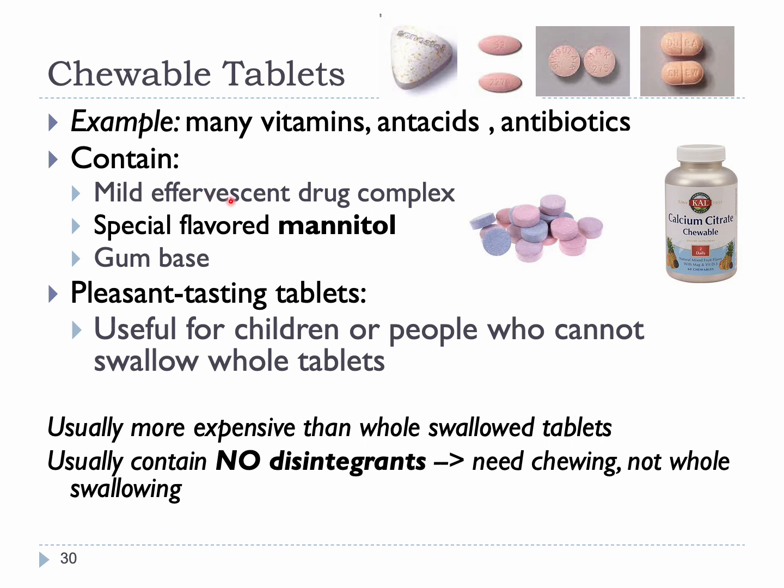Chewable tablets always contain a mild effervescent drug complex and special flavoring agents such as mannitol and gum base. This composition facilitates the chewing process, and the chewing activity also acts like a disintegrant. That's why for this kind of tablet you don't need any disintegrants, because through chewing, the teeth can break the drug into small pieces. So for chewable tablets, you don't need disintegrants.